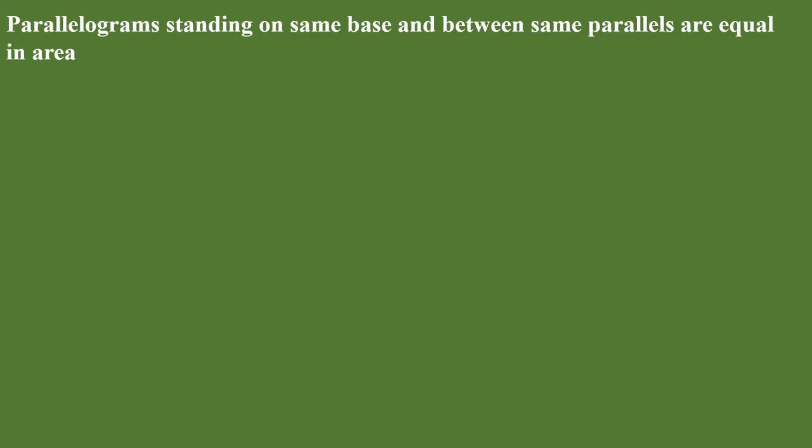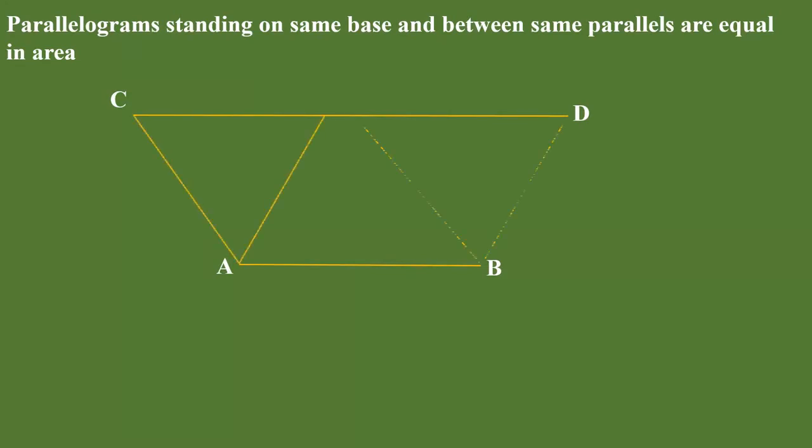For that, we first draw a pair of parallel lines. AB is parallel to CD. Now we have to create two parallelograms on the same base AB and in between parallels AB and CD. For that, we can just draw something like this, the two shapes in this way, so that we can get the two parallelograms on the same base AB and in between parallels AB and CD.